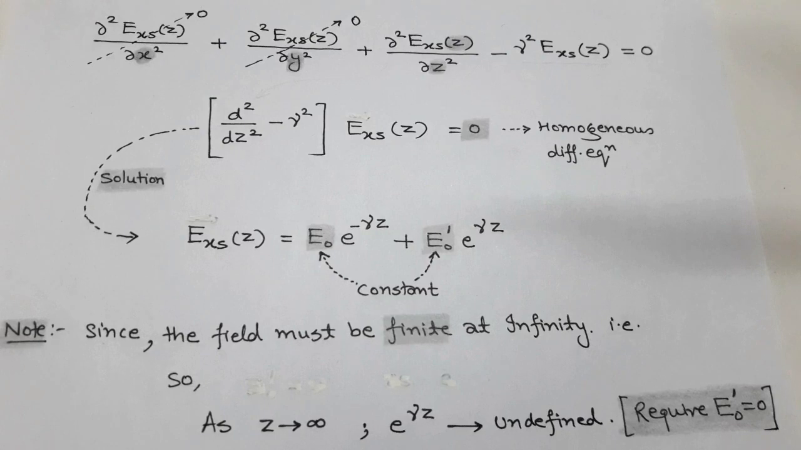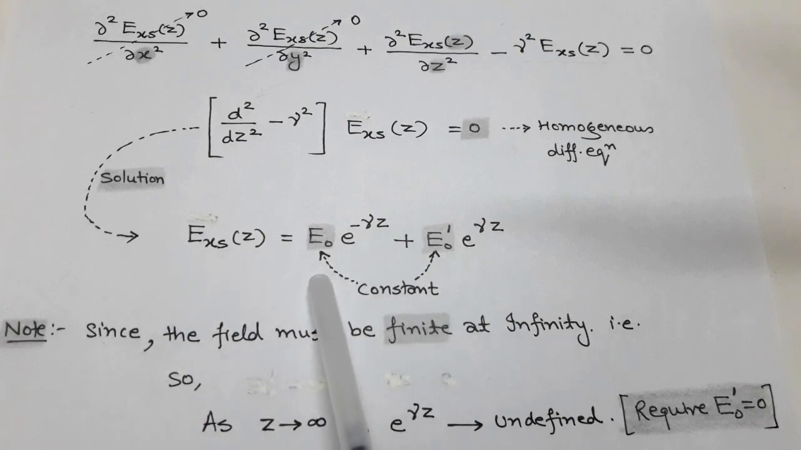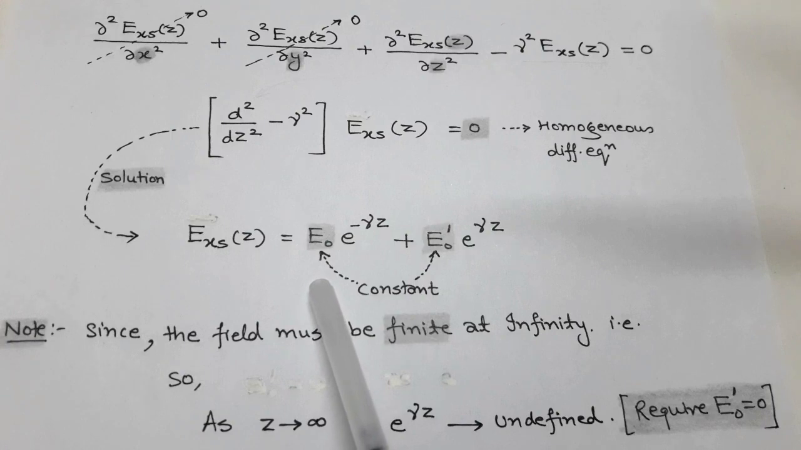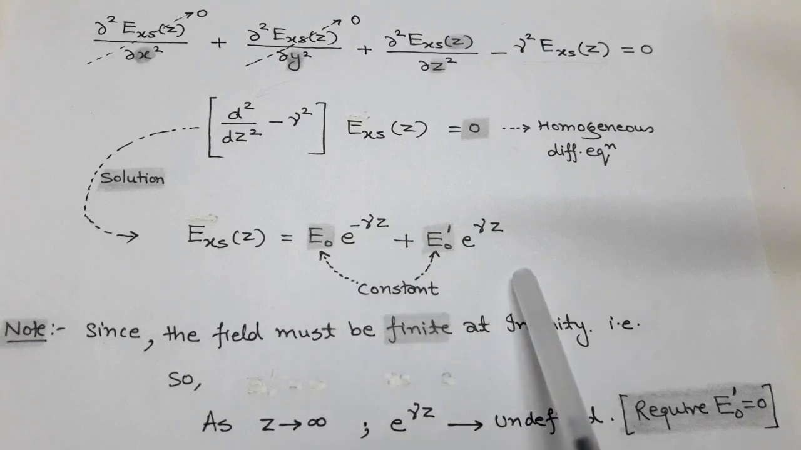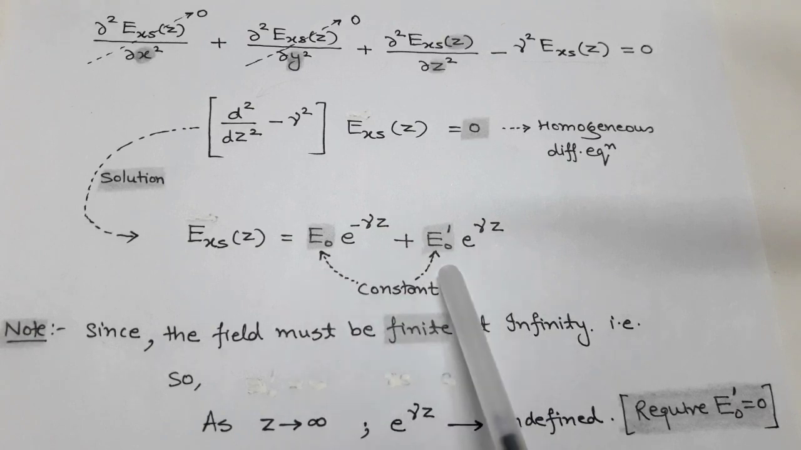The solution of this second order homogeneous differential equation is given as two functions. The first function is for forward propagation and the second function is for backward propagation. In forward propagation we have the exponent term e to power minus gamma z, with a minus sign, and in backward propagation we have e to power plus gamma z. There is a magnitude for forward propagation, that is E naught, and for backward it is E naught dash. So E naught and E naught dash are the constants which describe the amplitude for forward propagation and backward propagation.